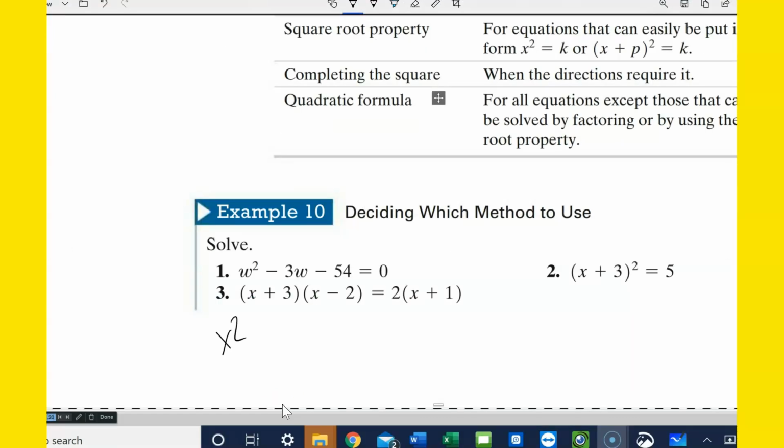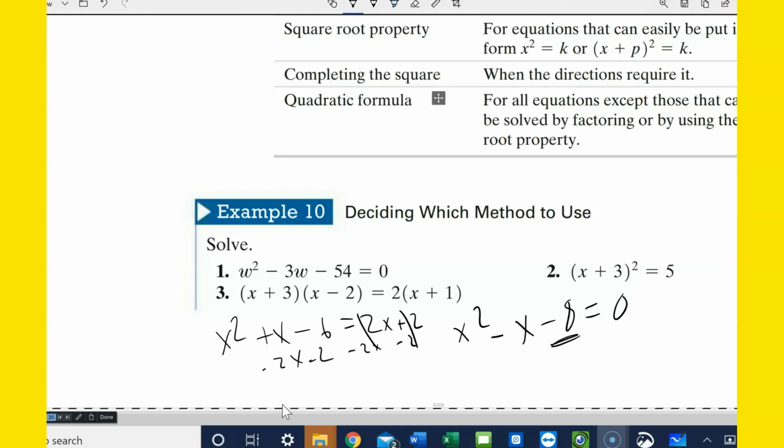That's going to give me x squared minus 2x plus 3x. So that's going to be plus x when I add those like terms together. Minus 6 equals 2x plus 2. Move my 2x over and my 2 over. That's going to give me x squared minus x minus 8. Anything that multiplies to get negative 8 and adds to get negative 1? No, there's not. So I'm going to have to use the quadratic formula. I'm not going to do it because I've already showed you plenty of examples of how to do that, but that's kind of the general way you think about which method you should use.